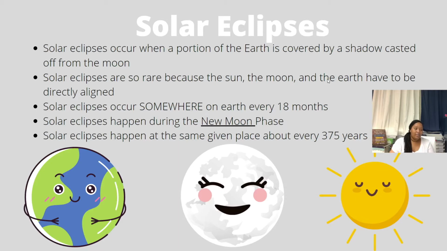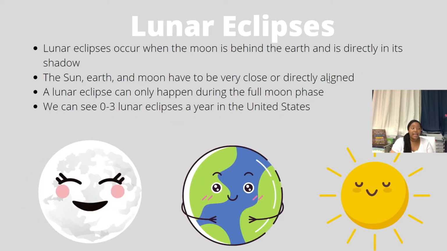And solar eclipses happen at the same given place about every 375 years. So it is very, very rare to see a solar eclipse in the exact same place. We would almost say impossible in our lifetime.